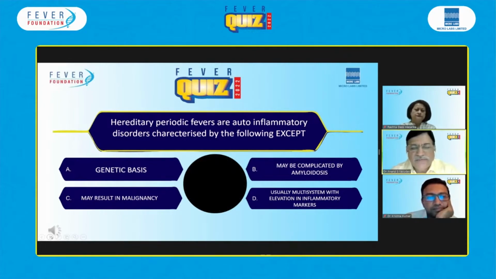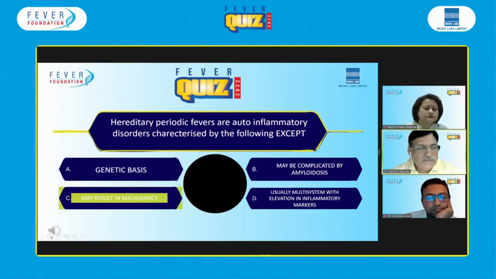Right, thank you. And let us see the correct answer, Computer ji. Right, so answer C is the correct answer. All these are present except that hereditary periodic fevers may result in malignancy. They normally would not result in malignancy.